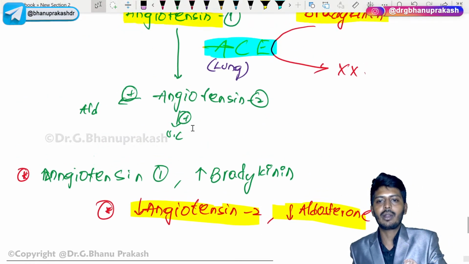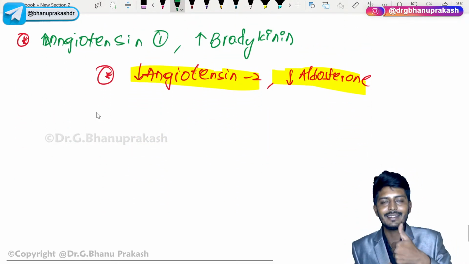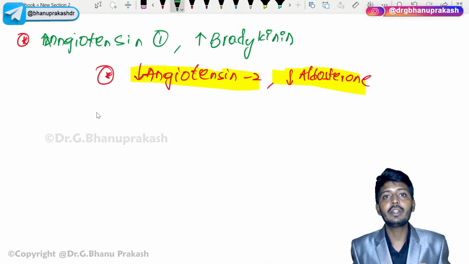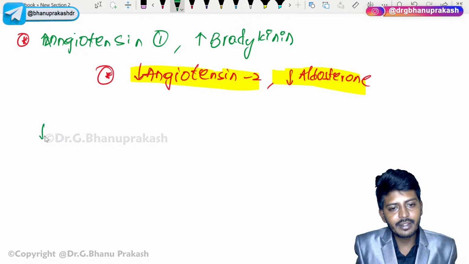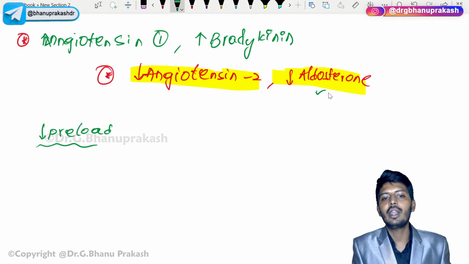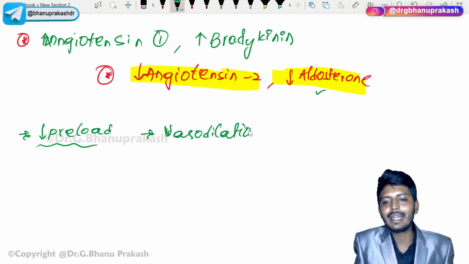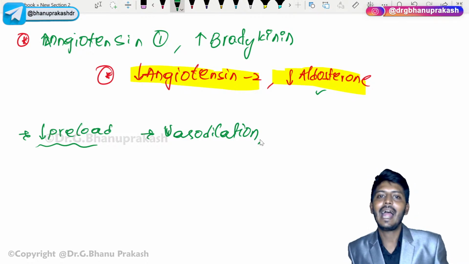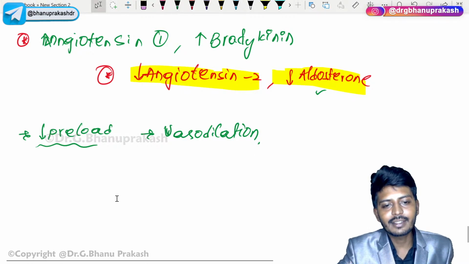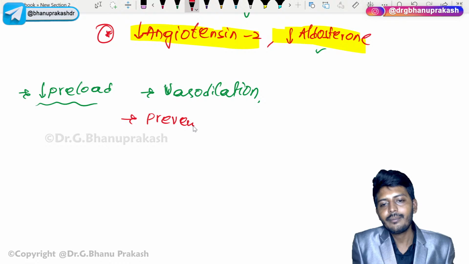Now the next important point: if they decrease, what will happen? They are going to decrease the volume, yes, and also they are going to remove the effect of angiotensin 2. So very importantly, they are going to decrease the preload. Preload is decreased as a result of what? Decrease of aldosterone. And also, my dear students, they are going to cause vasodilation. Because of this vasodilatory effect, your heart can function better. So that is an advantage for us. Now, these drugs, if they are decreasing the preload and causing vasodilation, automatically they prevent remodeling.